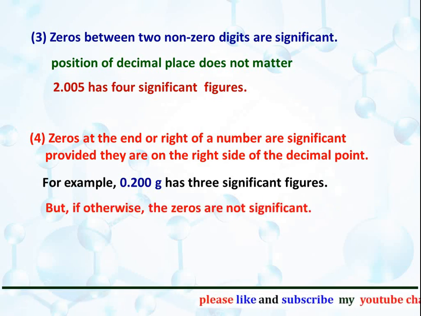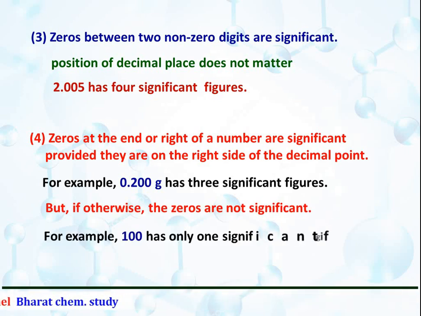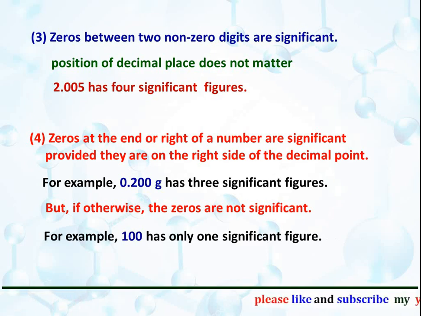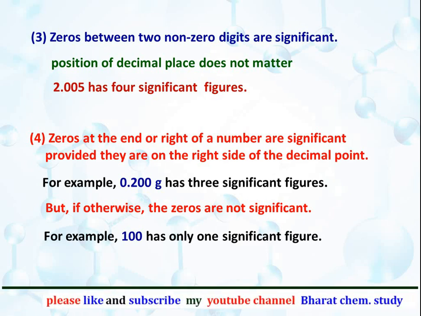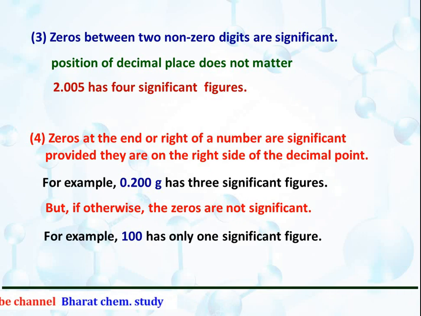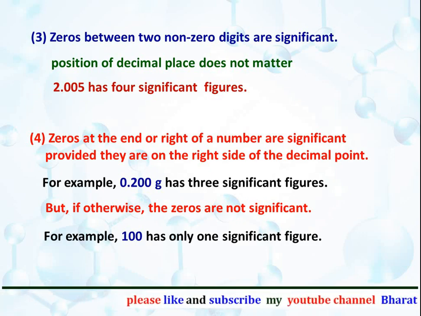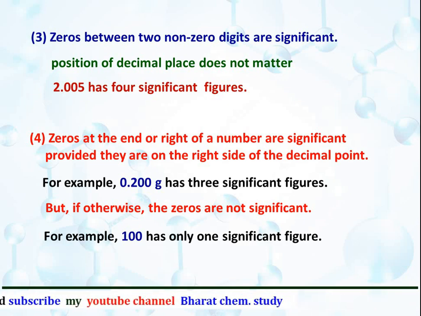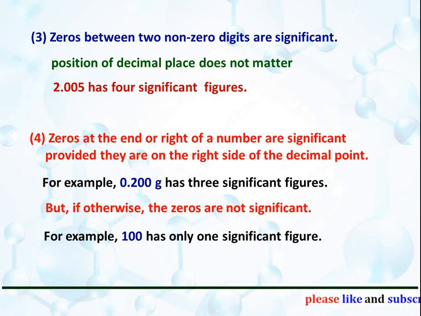But otherwise, zeros are not significant. For example, 100 has only one significant figure because no decimal is placed there. So these two zeros which are not on the right hand side of a decimal place will not be counted in the significant figures. So 100 has only one significant figure in this case.